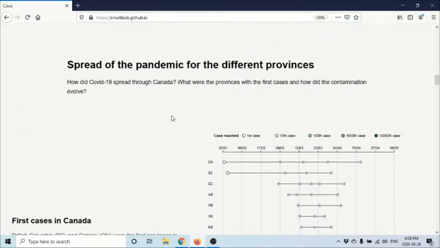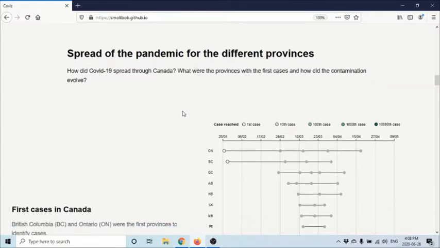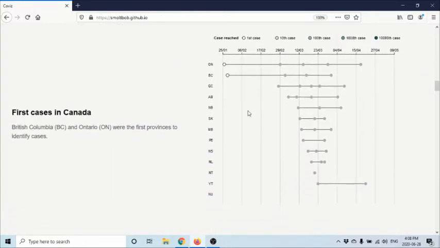Now, the next level, the spread of the pandemic for the different provinces. How did COVID-19 spread through Canada? What were the provinces with the first cases and how the contamination evolved? As you see in our connected dot plot, we have cases and the rate which belongs to the colors. So you see white less and darker more.